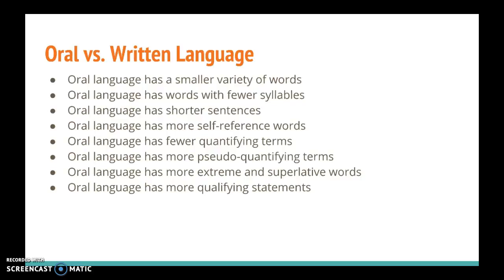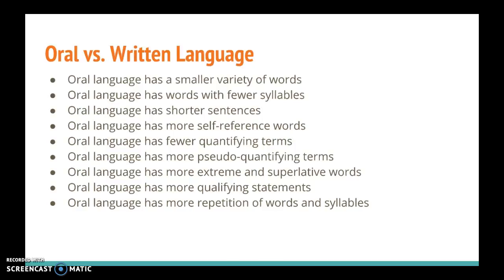Oral language also, on the other end of that coin, has more qualifying statements. So we use clauses that begin with the word unless, or that begin with the word except, right? So we say, you never take out the trash except when I ask you to, right? So we use more of these qualifying statements because we use more of the extreme and superlative words, right? One kind of goes with the other, because when we're using the more extreme and superlative words, we feel the need to not be as harsh, so we qualify those statements.